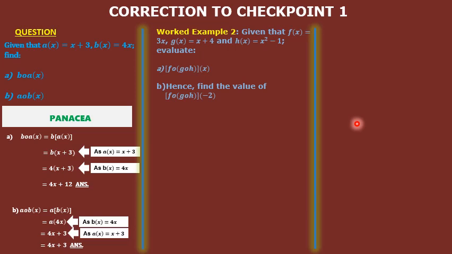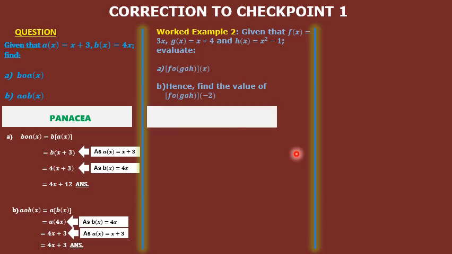So look at this question now. How many functions do we have? We are given 3 functions, f of x, g of x, and h of x. Now look at it. We have to find their composite. That's f of g of h of x. So how do we do that? That's for question A. Let's look at the solution to that question.